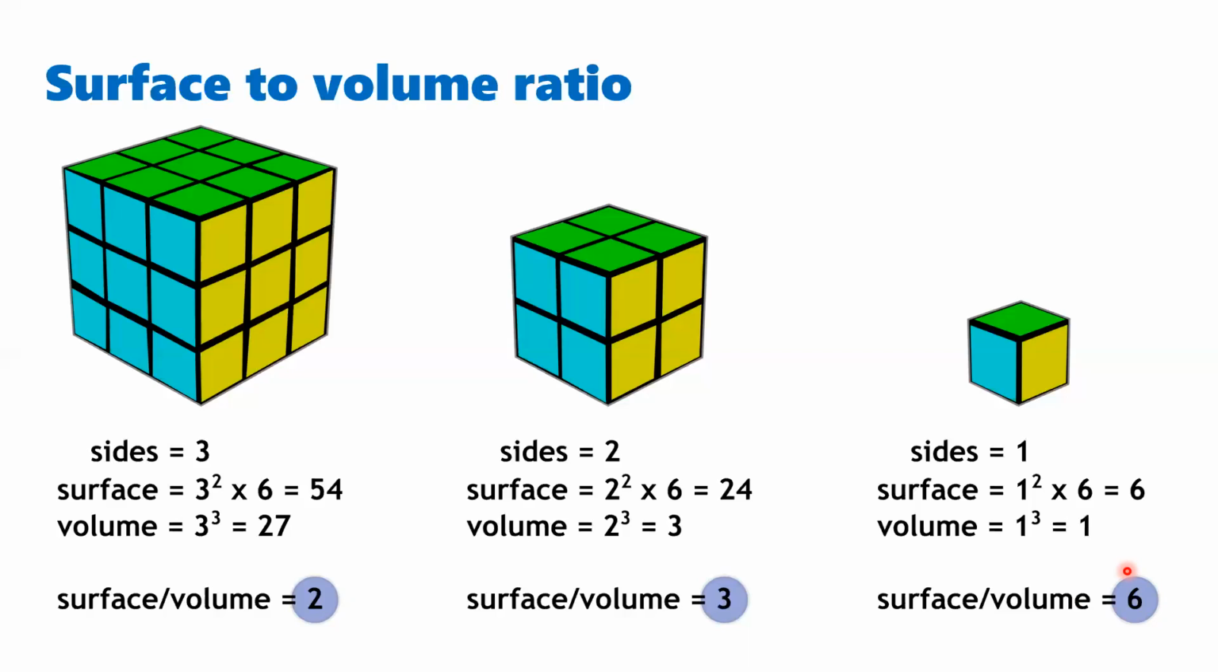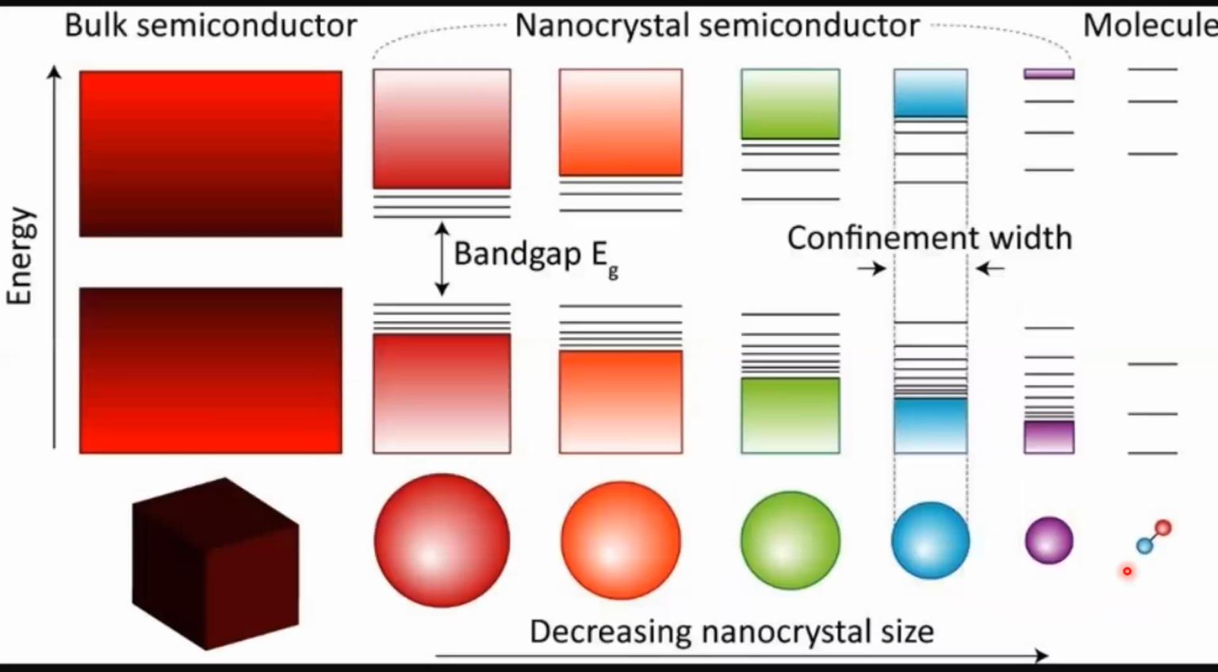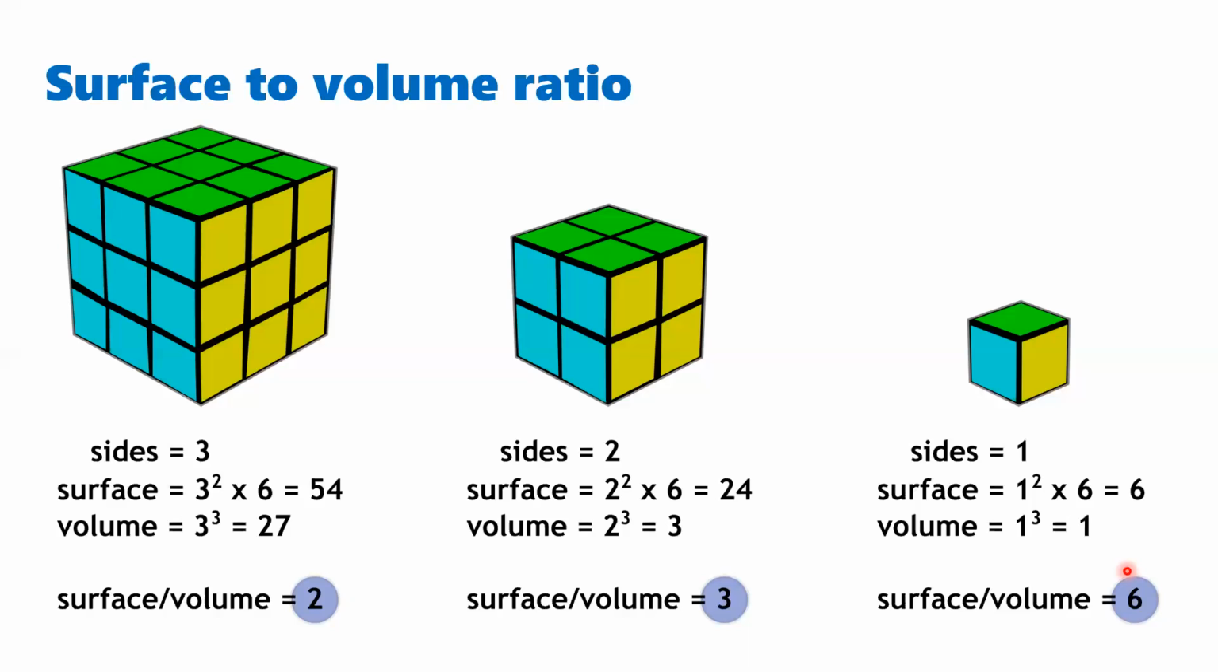To summarize, because of these two concepts, that is quantum confinement and surface to volume ratio, most of the nanomaterial properties vary significantly when compared to that of the bulk material. So, based upon these two concepts, I will explain the properties of the nanomaterials in the next video.